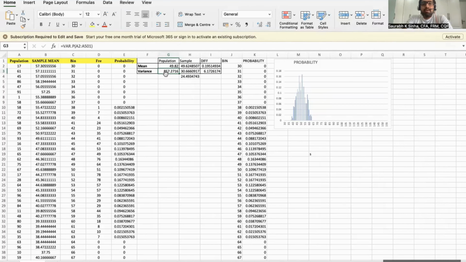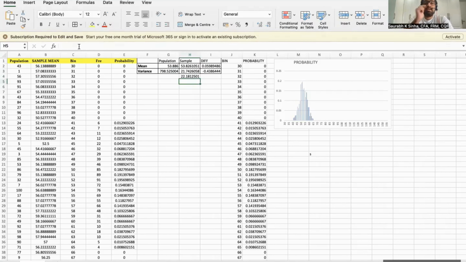Next, we said that the population variance right now is 857.2716, and the sample variance, which I just calculated from the sample means, very simple formula, came to 30.66. But the expected variance was the variance of the population divided by what? The number of elements is 36, so it should be 27. So the expected variance is 22, and the calculated variance of the sample mean is 21.